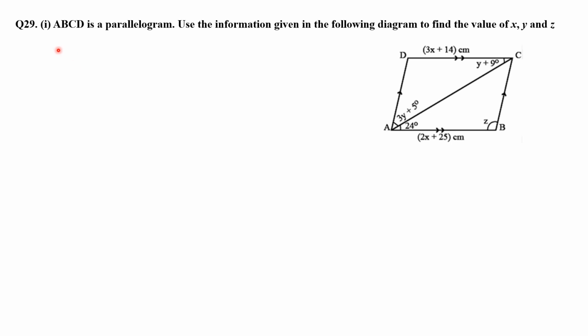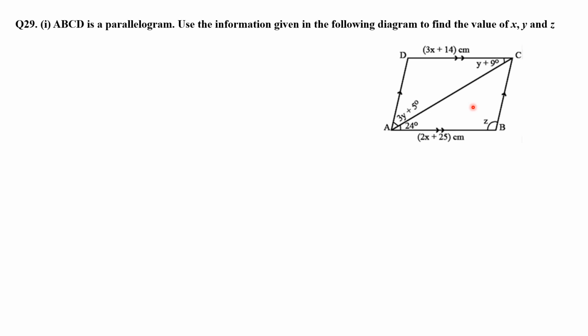Question number 29, first one. ABCD is a parallelogram. Use the information given in the following diagram to find the values of X, Y and Z. Here in the diagram you can see some of the values are given and you have to find the values of X, Y and Z. Can you see this arrow mark? AD and BC have the same type of arrow mark, and AB and CD also have the same type of arrow mark. This arrow mark tells that they are parallel. So AD is parallel to BC and AB to CD. To solve this question, you may have to use the parallel line concept which you studied in grade 7, isn't it?